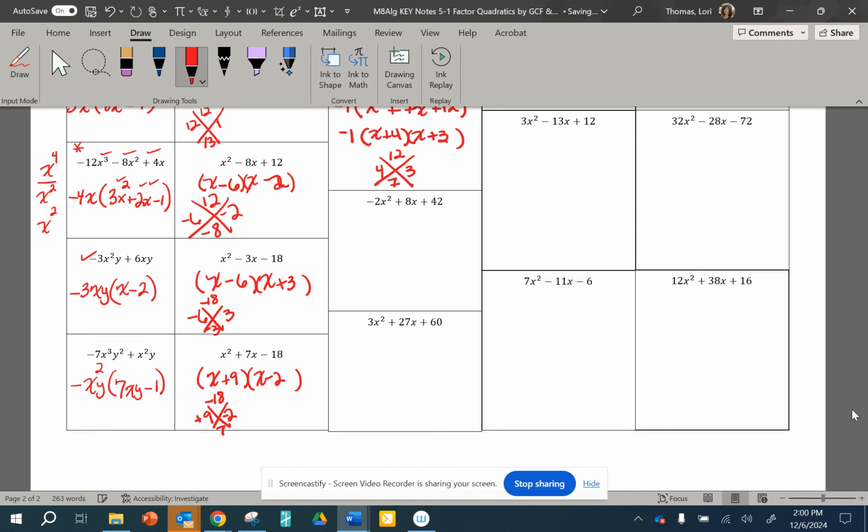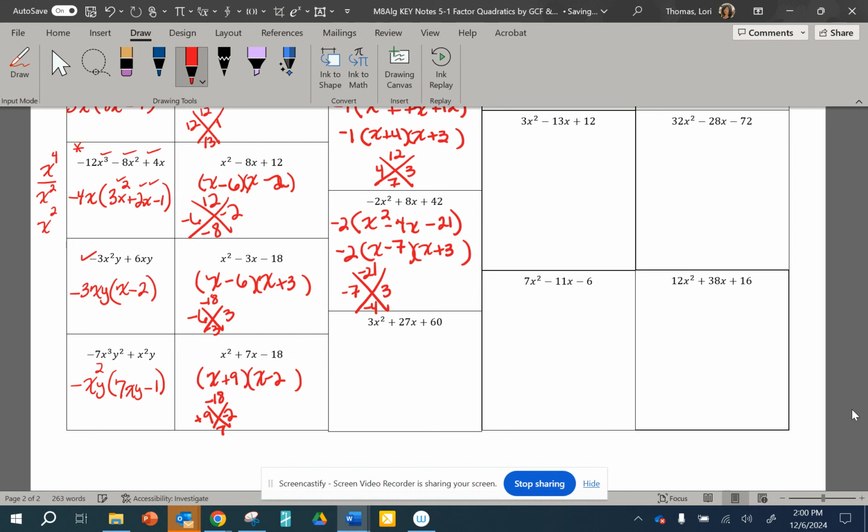Here we have a negative 2 as a GCF. Set up for your linear binomials. Please do not forget to bring down the GCF. So we have negative 21 is our product, negative 4 is our sum. So it looks like we have a negative 7 times 3 are the two factors. Again, don't forget your GCF out front.